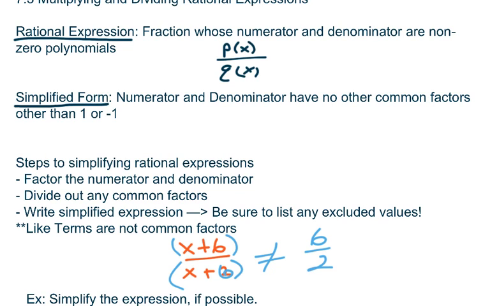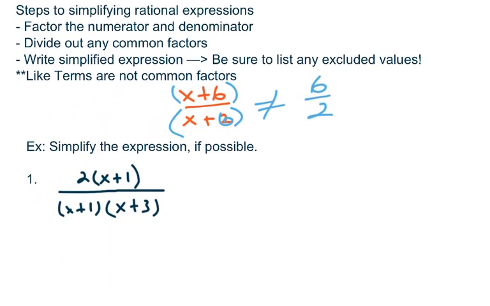Okay, but like terms, like these x's right here, do not cancel each other out. So if it's x plus 6 over x plus 2, that's as simplified as you can get. The x's, the like terms, are not common factors. They cannot be factored out. Okay, so let's dive right into one here.